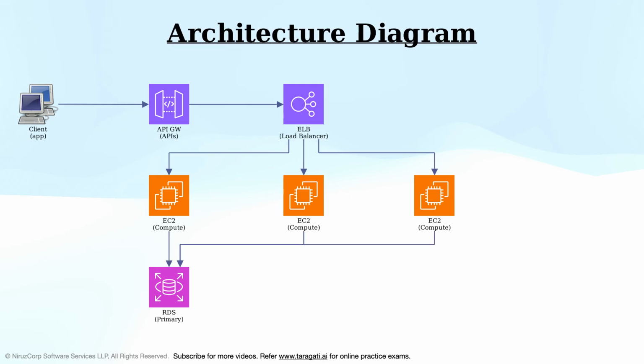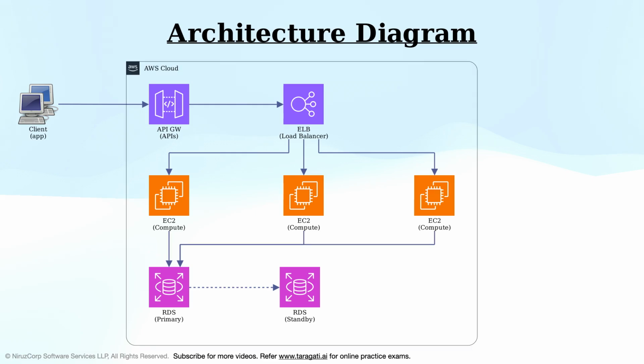Amazon RDS is used as Relational Database. Multi-AZ configuration is provisioned with primary instance for read and write. Multi-AZ configuration will create an additional standby instance. Primary instance will replicate the data continuously with the standby instance.